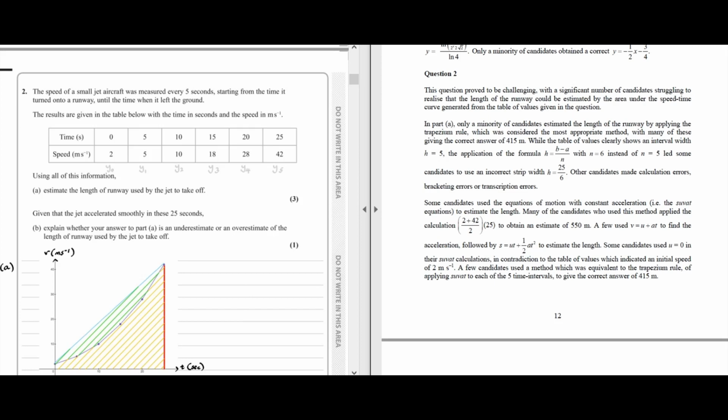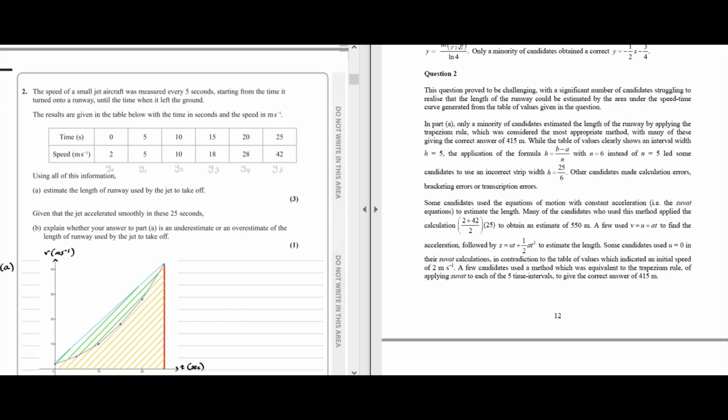What else do we see over here? Some candidates used the equation of motion with constant acceleration to estimate the length. Many of the candidates who used this method applied the calculation 2 plus 42 over 2 times by 25 to obtain an estimate of 550. A few used v equals u plus at, and then they used s equals ut plus a half at squared to estimate the length.